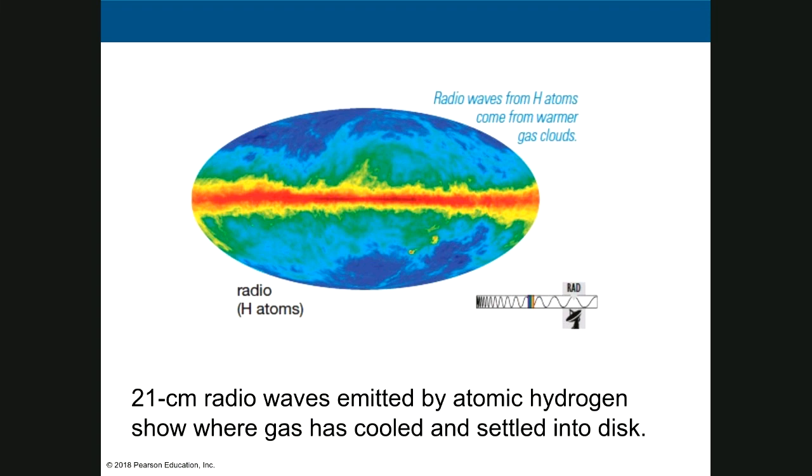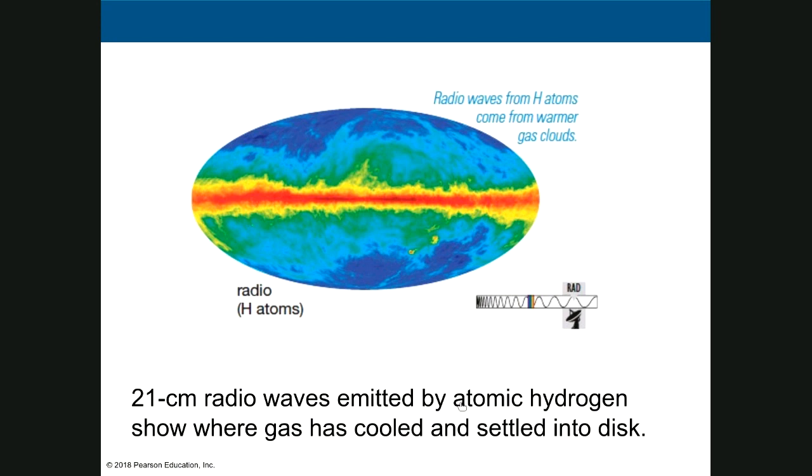Now, if we look at 21 centimeter radio waves, which are emitted by atomic hydrogen, this is a preferred wavelength to look at because it's specific and universal, right? Hydrogen is the most abundant substance in the universe.